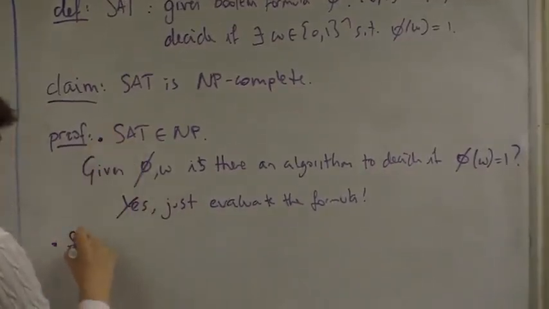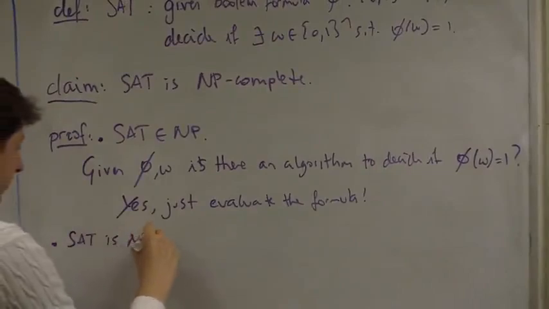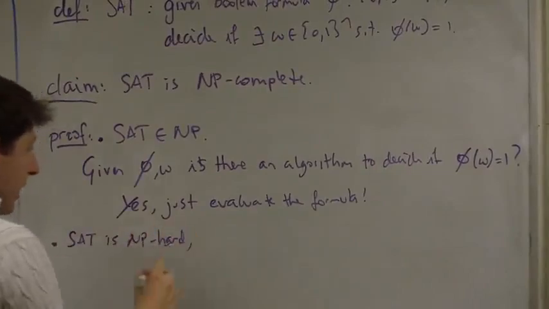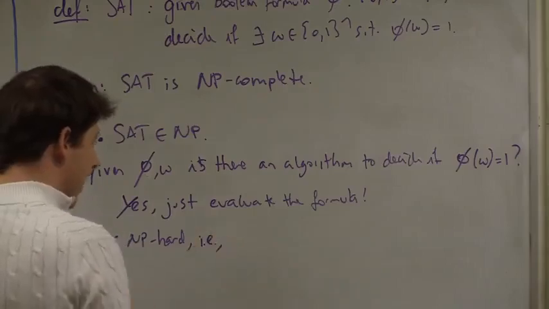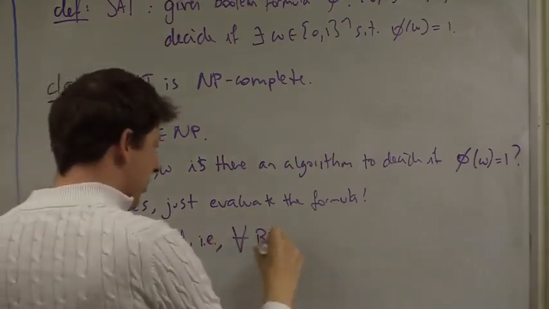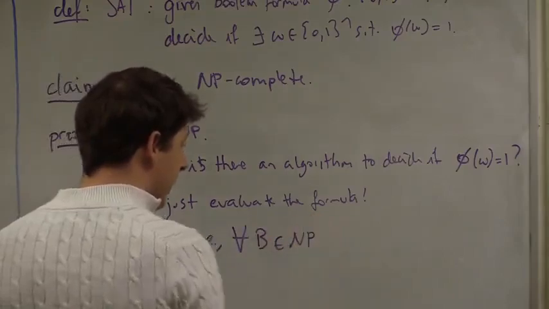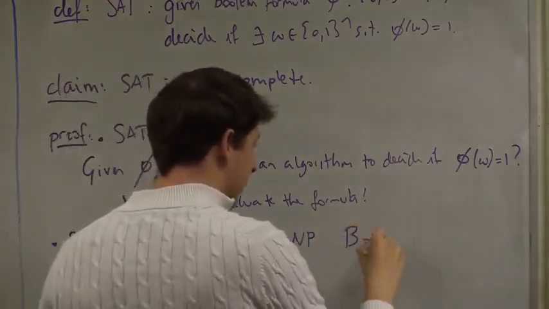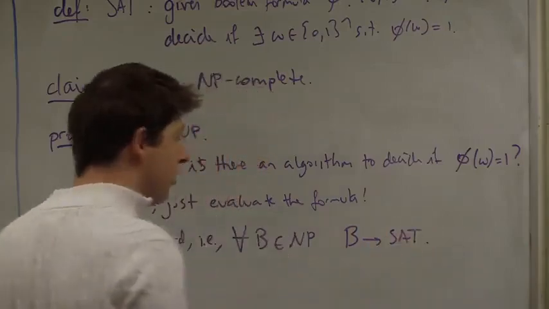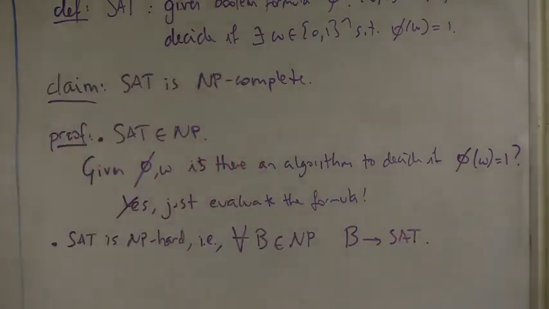The other thing is to prove that SAT is NP-hard. In other words, for every problem B in NP, it is the case that B can be reduced to SAT. Namely, you can use an algorithm, a decision problem for SAT, to solve the decision problem for B for any problem B in NP.